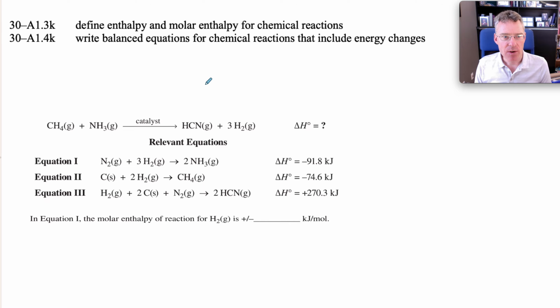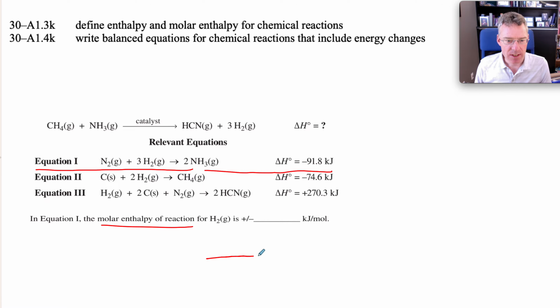There's a couple outcomes around enthalpy, molar enthalpy, and in equations. Students often overthink these and they make them more difficult. In equation number 1, so we don't need to look at all the data in this question, what is the molar enthalpy of reaction? So all we need to do is set up a ratio. We need to find an enthalpy change and a corresponding moles, okay? And we need to do this for hydrogen.